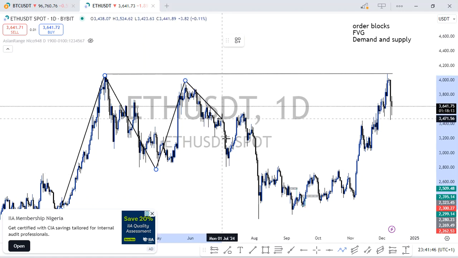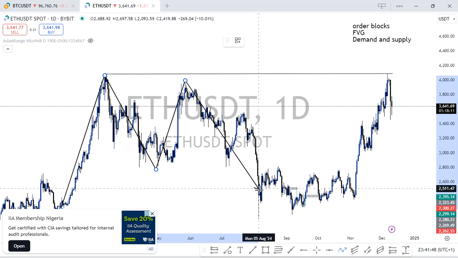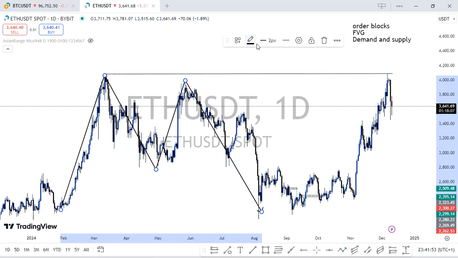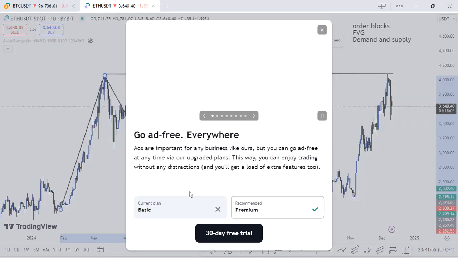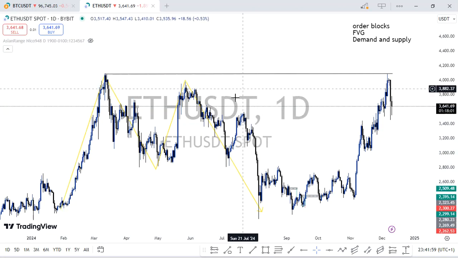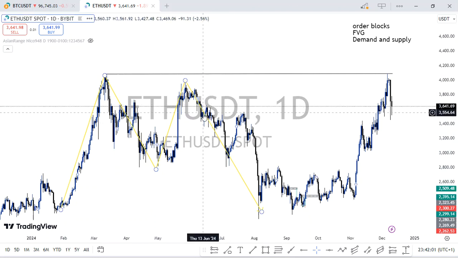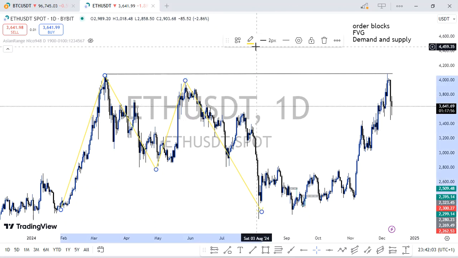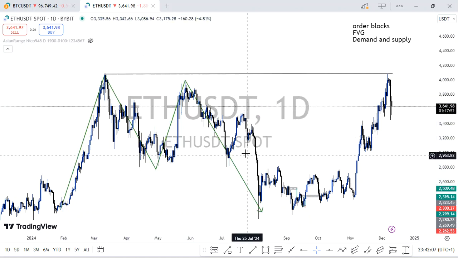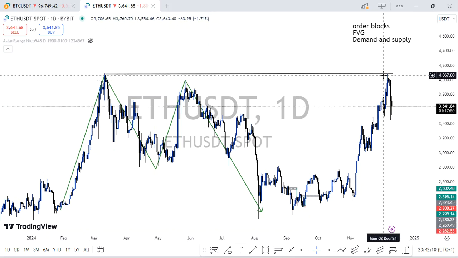This is an impulsive move, and I'll take my trend line all the way down here, because this is a daily time frame. Let me delete this, and let me use a different color, yellow is too shouty. Anyways, this is giving us a double top, and then here a triple top pattern.